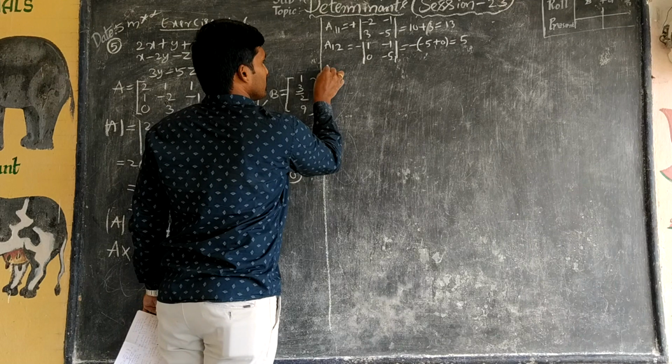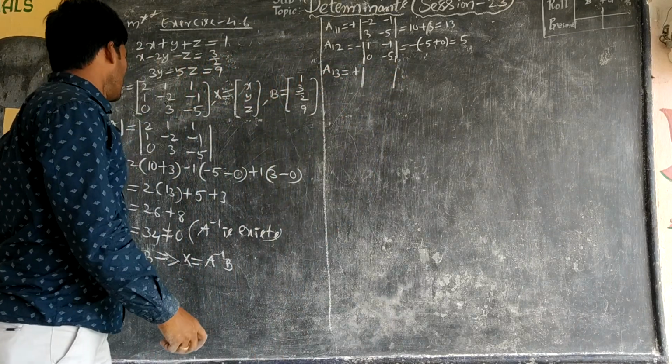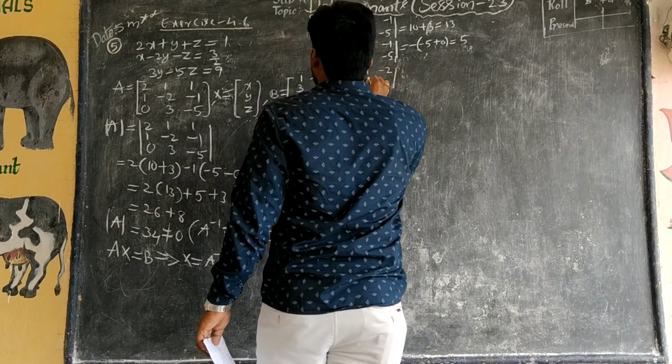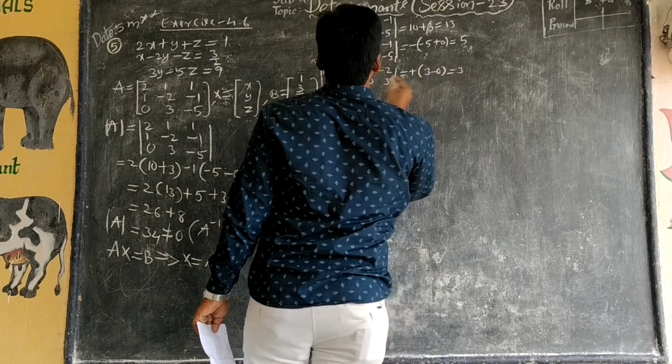Next, A13. Sign is plus, clearly into the determinant of the matrix. Delete first row, third column. What remaining elements? 1 minus 2, 0, 3. Plus of 3 minus 0, that is 3.